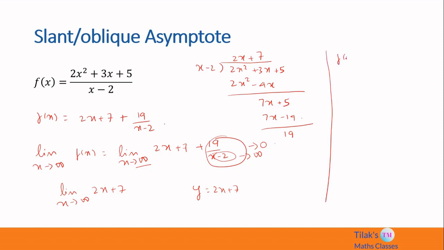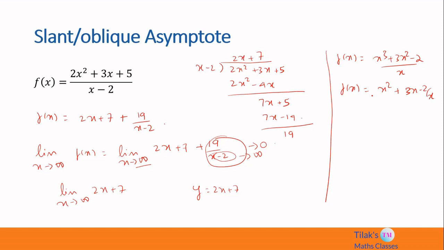If f of x is equal to x cube plus 3x square minus 2 by x. Now, if we have to check if the curve of this function has an oblique asymptote, let us again just divide this. We can write f of x as x square plus 3x minus 2 by x. So, here even when we take limit, we see that f of x is actually behaving like a quadratic function. Since it is not behaving like a straight line, we say that there is no oblique asymptote.